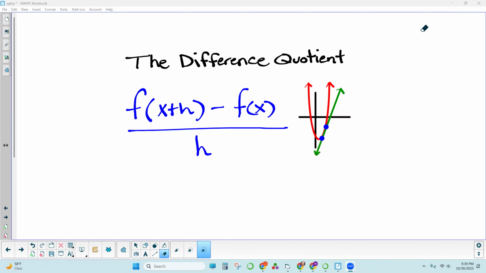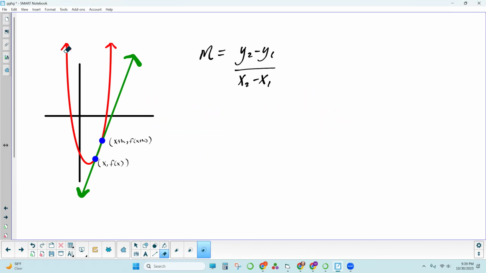Bakari, and today we're going to talk about the difference quotient. So what we're doing here is finding the slope of the secant line between 2 points on a graph. If we look at a graph here, this is a quadratic, and as you can see, I've got a secant line here and 2 points.